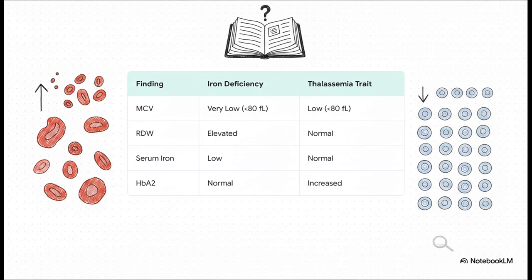The key player here is often the RDW, or red cell distribution width. In iron deficiency, the RDW is usually high because the marrow is sputtering, making cells of all different sizes. In thalassemia trait, the RDW is typically normal because all the cells are small, but they're uniformly small.